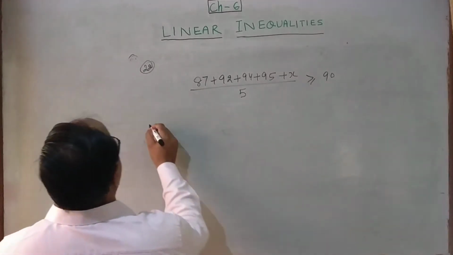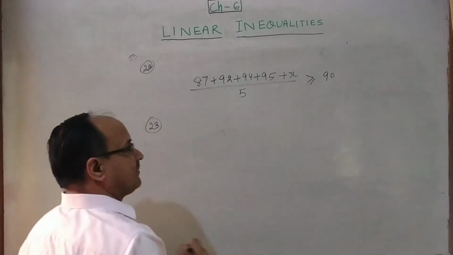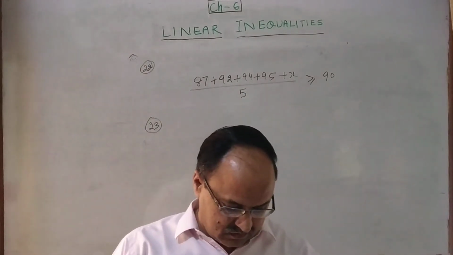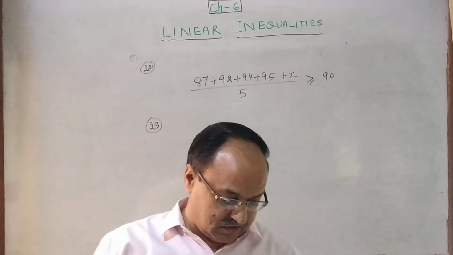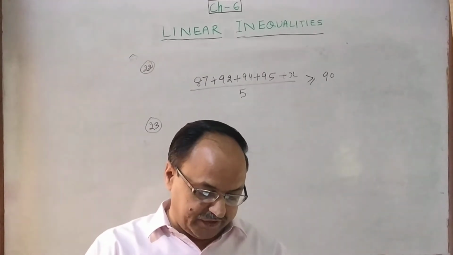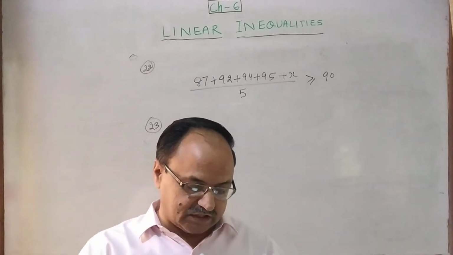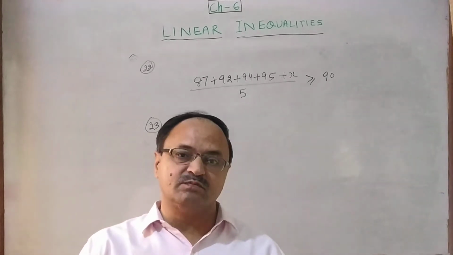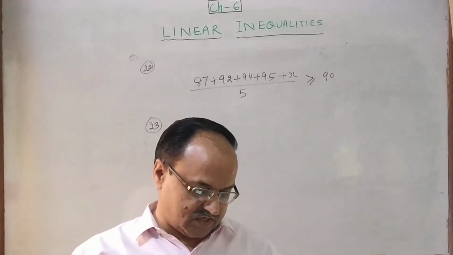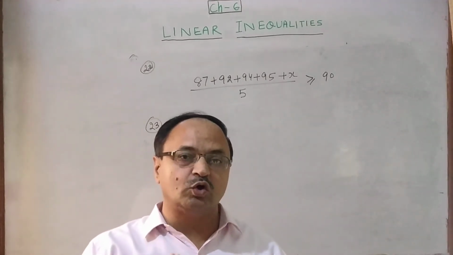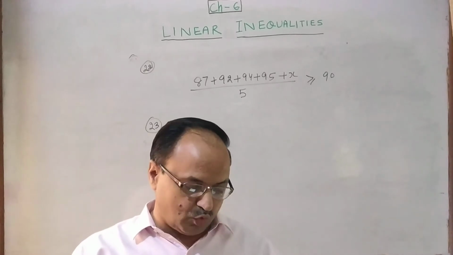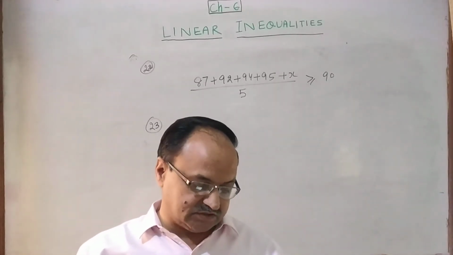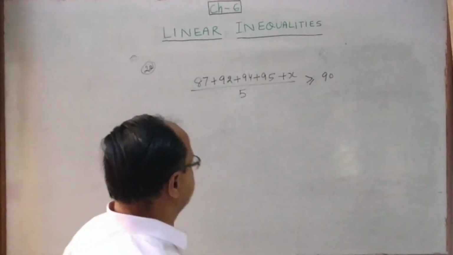Next, question number 23. Very important question. Find all pairs of consecutive odd positive integers, both of which are smaller than 10, such that their sum is more than 11. Find all pairs of odd consecutive numbers, both of which are smaller than 10 and such that their sum is more than 11.